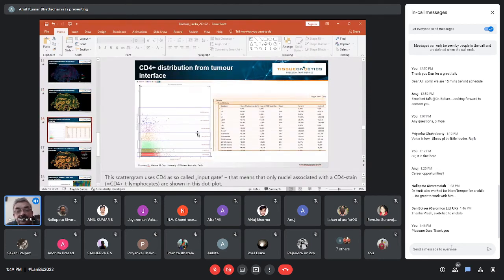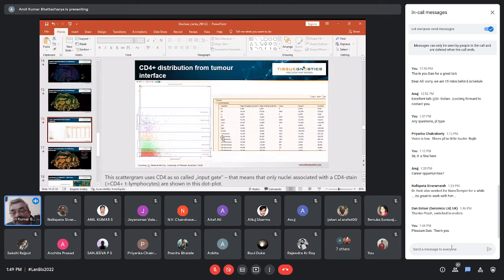Coming back to the slide here, we gate it for every 25 microns. So this is 0 to 25, 25 to 50, and this way we go up to around 250 to 300 microns. And we find that as we move away from the tumor margin, the CD4 population is maximum near the tumor margin, and in a very monotonic way, the numbers decrease.